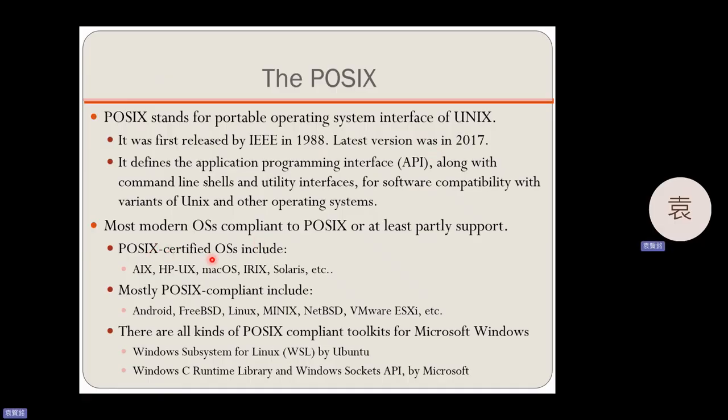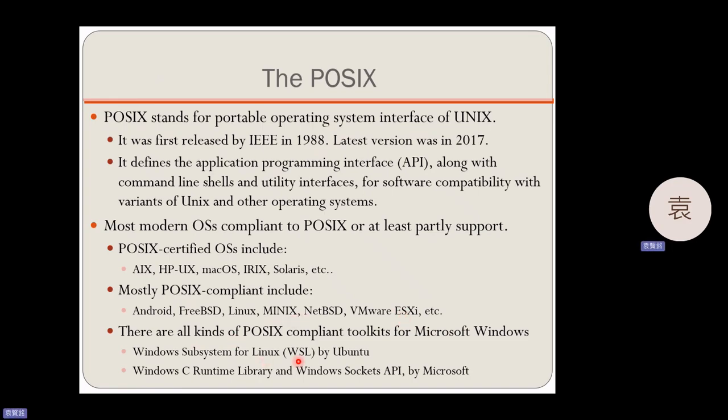The POSIX certified operating systems include AIX, that's IBM's Unix, and HP's Unix, macOS, IRIX, and Solaris, and so on. Some systems are not certified, but we say they are mostly compliant with POSIX, including Android, FreeBSD, Linux, Minix, NetBSD, VxWorks, ESXi, and so on.